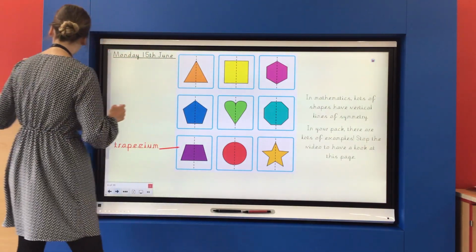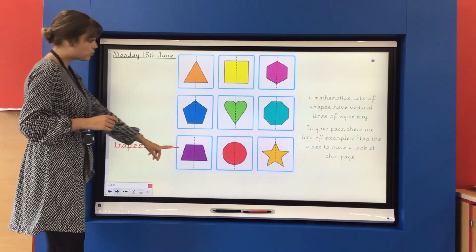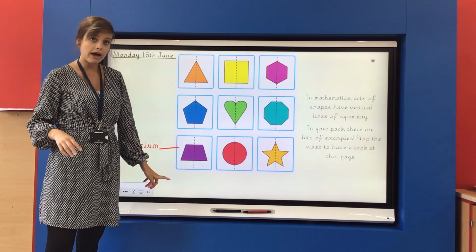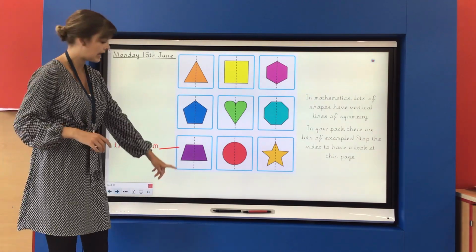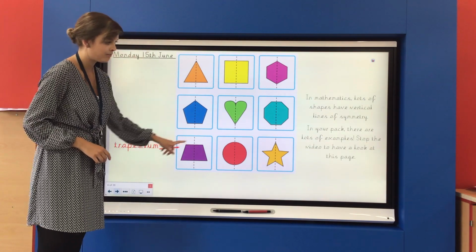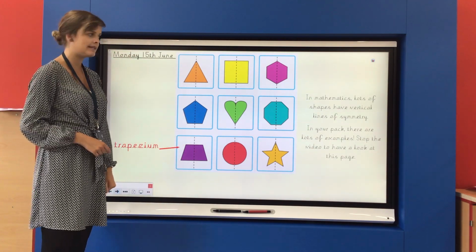Okie dokie. There is one shape that is not on your shape mat, and I thought we'd just touch on its name, and it's this little shape here, and it's called a trapezium.